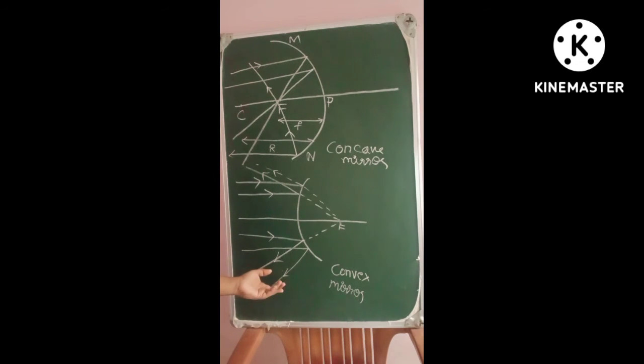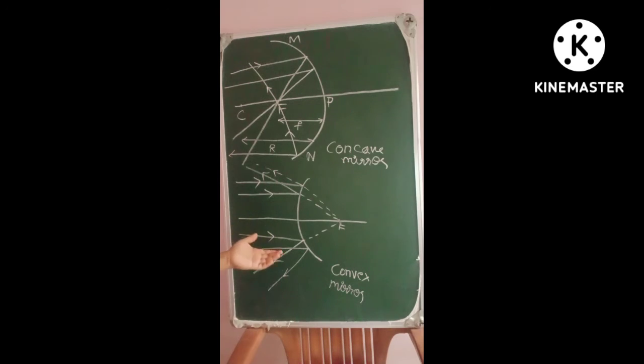These are some of the terms we are going to use next in the derivation that you have to know, and in the exam they may be asked for 1 mark. What is principal focus, what is pole, what is center of curvature, what is radius of curvature, and what is the focal length.